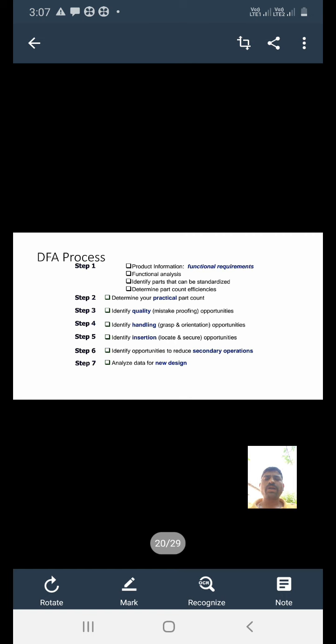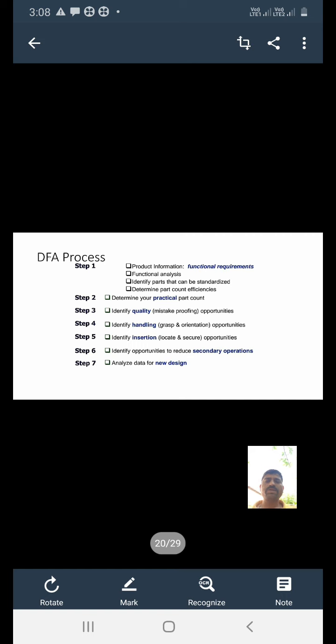Then step 5, identify the insertion. Locate and secure the opportunity. You should identify the insertion part one by one. If there is any rod, we want to insert the rod in the given shaft. Then you have to find out or locate the position of that shaft, where this shaft will be fixed. That is step number 5.